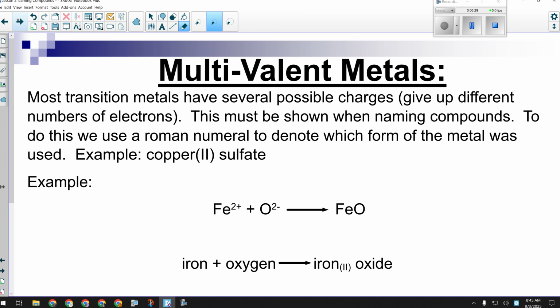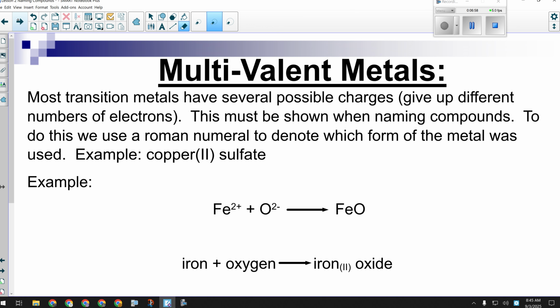Okay, so multivalent metals. We call the metals that are in the middle of the periodic table transition metals, because we're transitioning from very metallic things to non-metals. So they're in the transition area in between. They can give up different numbers of electrons, so to do this, we use a Roman numeral to denote which one is which. That's what we just did.